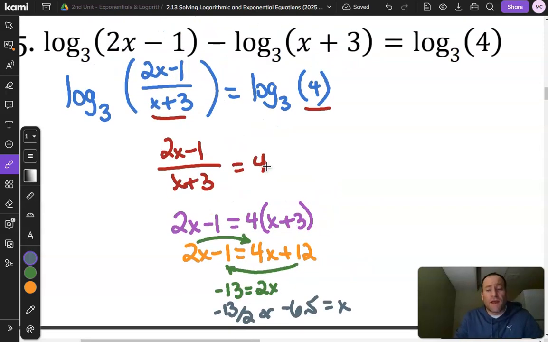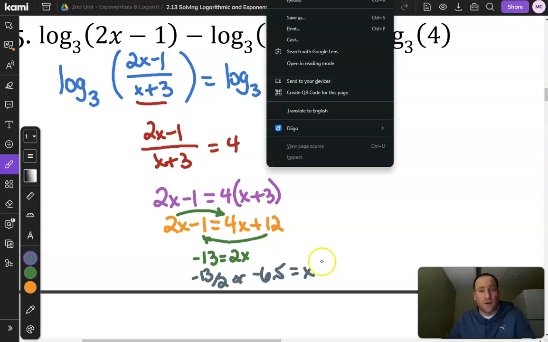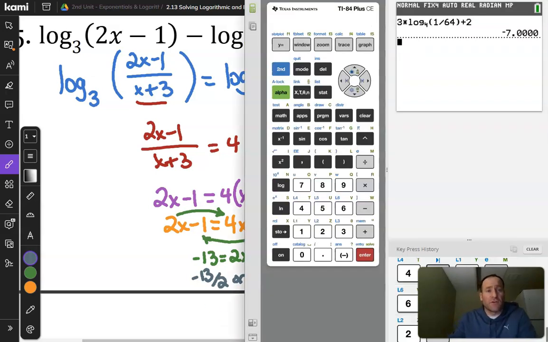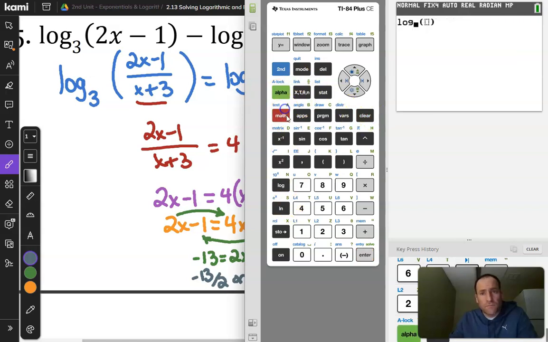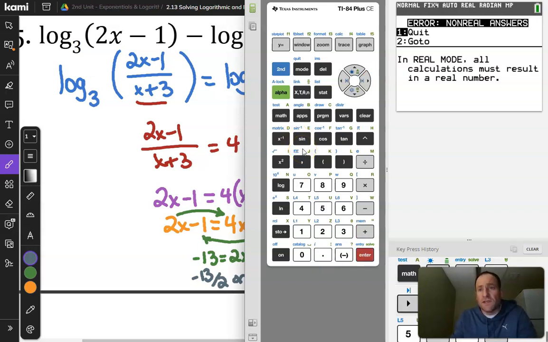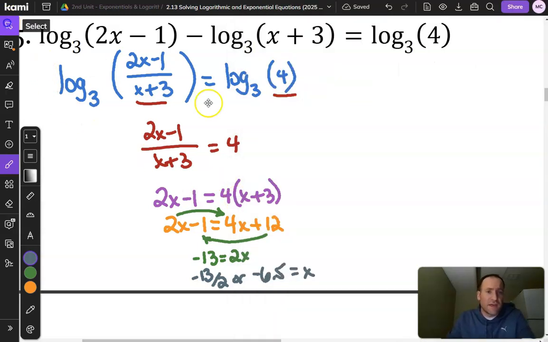Okay, and again, we just got to go back and make sure that it works out. So once again, we got our calculator here, log base 3 of 2 times -6.5. Again, the decimal version seems to be quicker, minus the log base 3 of x plus 3, so -6.5 plus 3 equals... Oh no! Darn! We got an error! Oh man, I hope you're ready for that.